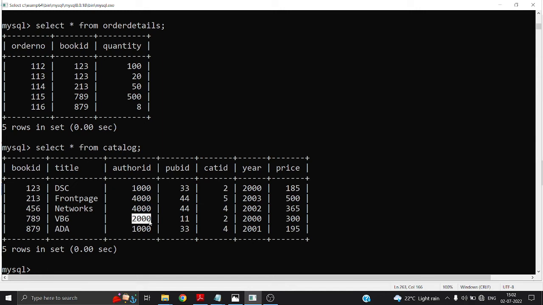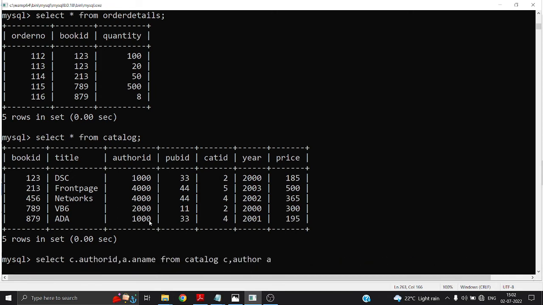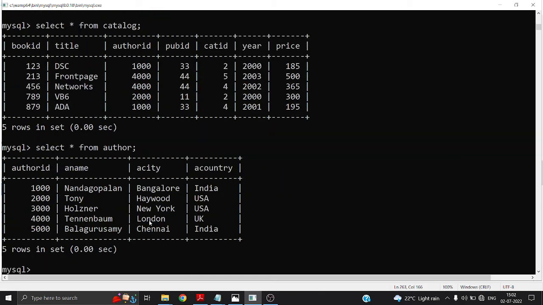But in this table, we are not getting the author information. Where is the author information? Author information is there in the author table. Again, by taking this information, 2000, we come to this table. So in this table, we get to know Tony is the answer.